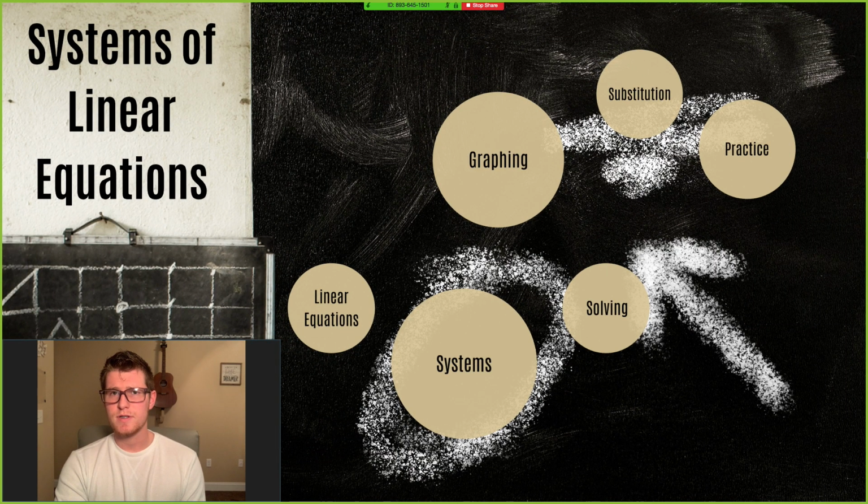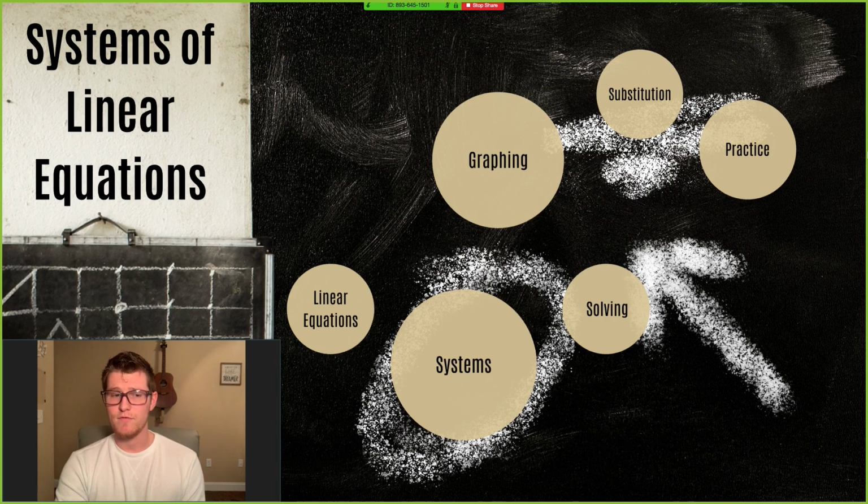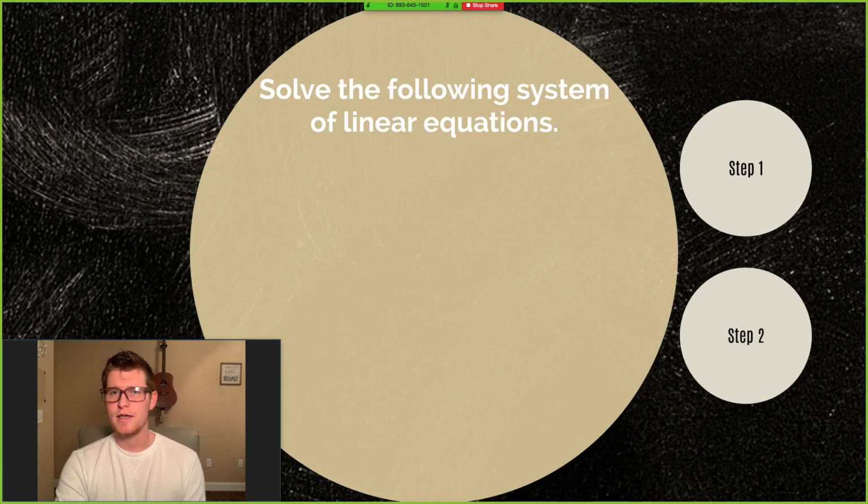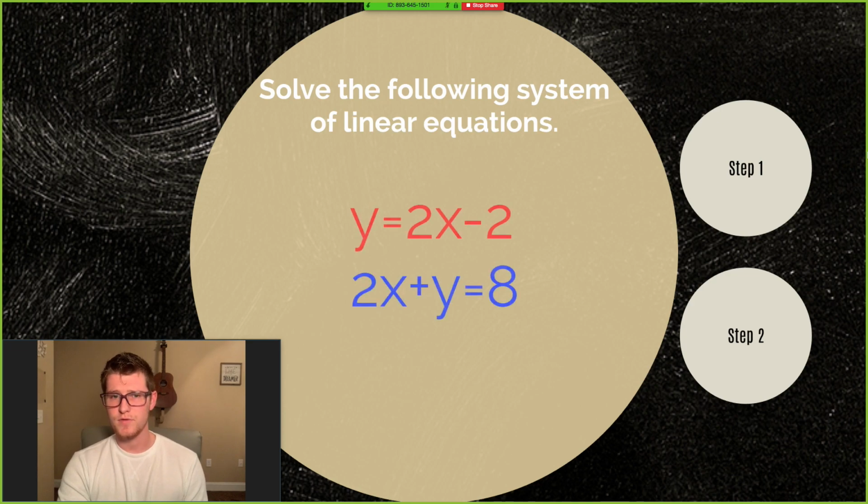So to solve a system of linear equations, there are two different methods. And the first is graphing, which is kind of self-explanatory in that if we're looking for where the two graphs of systems of linear equations would intersect, well, we're kind of hinting that we could just graph those and then find where they intersect, just like we did in the previous slide. So here we're instructed to solve the following system of linear equations: y equals 2x minus 2 and 2x plus y equals 8.